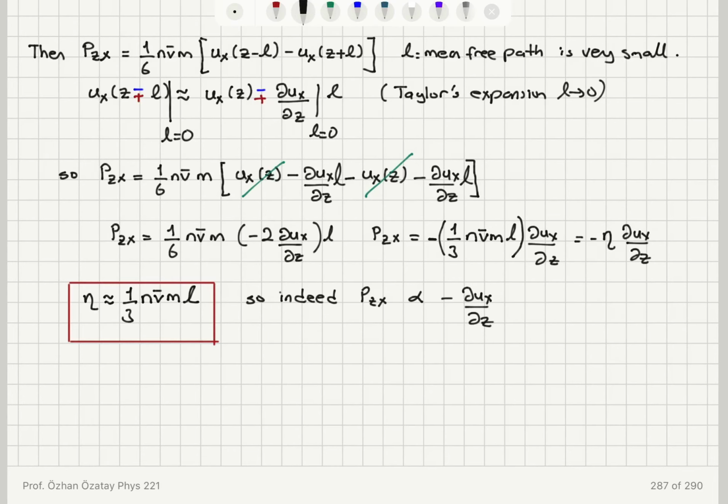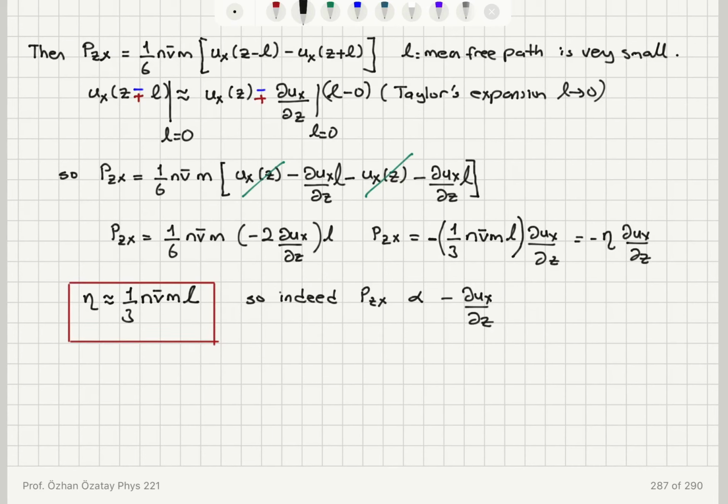L is the mean free path, which is a very small number, so we can use Taylor's expansion. So the tangential speed ux of z plus or minus L is ux of z plus or minus del ux del z multiplied by L, which is the Taylor expansion in the first two terms. So we're basically using this approximation for small L.